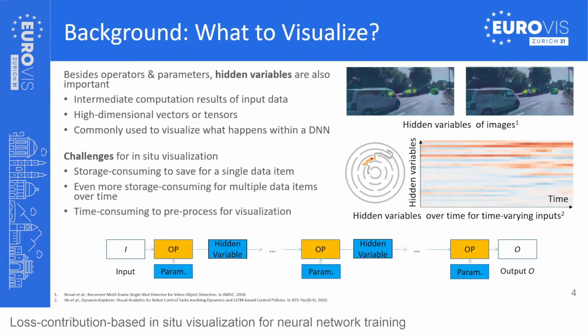However, it is difficult to directly apply existing visualization approaches in situ. The main reason is that hidden variables are high-dimensional tensors, which can be storage-consuming to store. It will be even more storage-consuming if we want to store them for multiple data items to compare or to log them over time. Besides I/O overheads, existing visualization approaches often need to pre-process the hidden variables, which can be time-consuming.